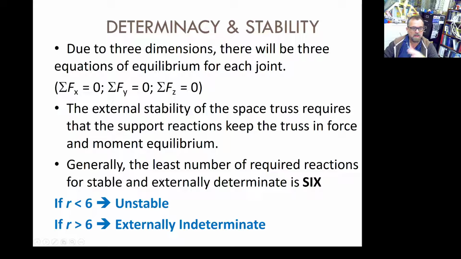Determinacy and instability, in the same way that we do it internally, we can do it in 2D. Now we can do it here also for 3D. If you're talking about external stability or instability, the number of reactions is now 6, the number of equations. Why 6? Because we are in 3D. When you do the external reactions, remember you treated the whole truss as a rigid body, and then you're going to have summation of forces in X, Y, and Z, and summation of moments in X, Y, and Z. That's what you have.